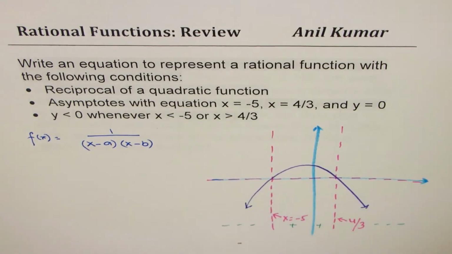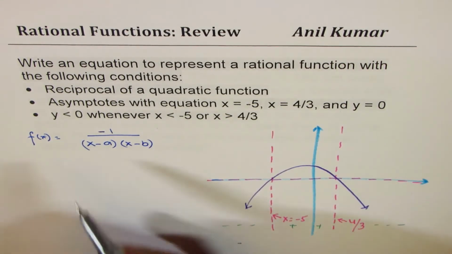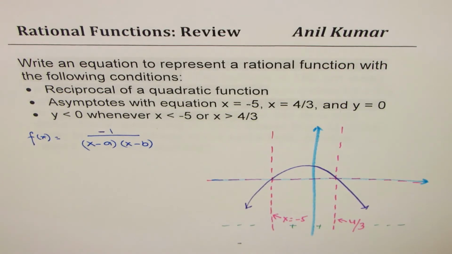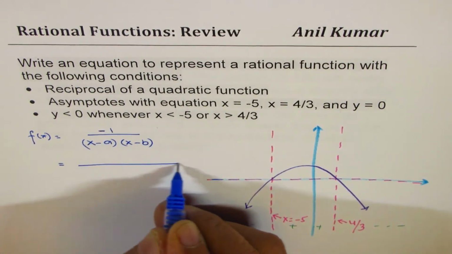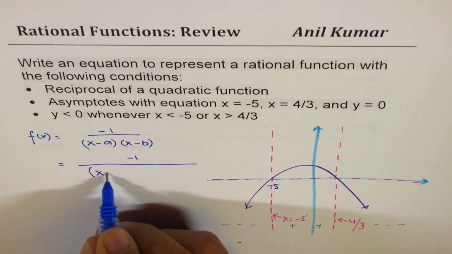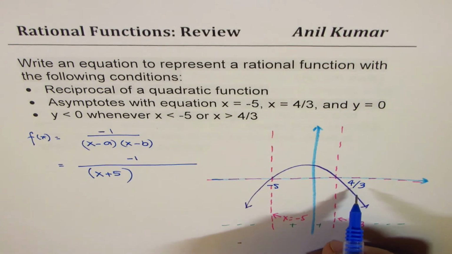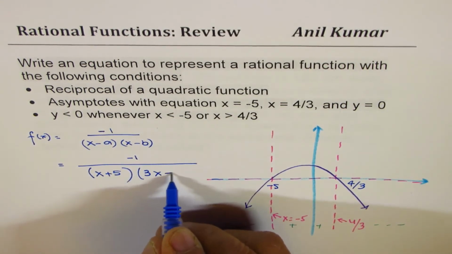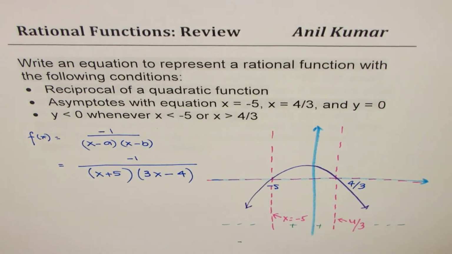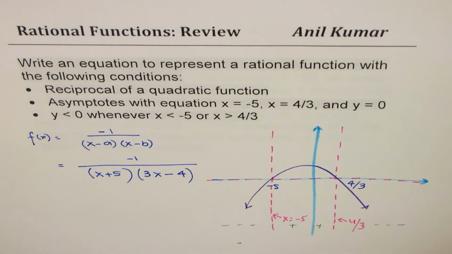Because reciprocal of negative is negative, reciprocal of positive is positive, correct? So that really means that we should have negative on the top since the parabola opens downwards. You could have written negative here also. So that is so simple, right? Once you know this, all the information is given to you, you can write your equation. So now I'll write my equation as minus 1 over x. When I say this is at minus 5, my factor is x plus 5. And when I say this is at 4 over 3 positive, it means my factor is 3x minus 4, correct? That's it. So that is the reciprocal of a quadratic function which is going to satisfy all the conditions, correct?